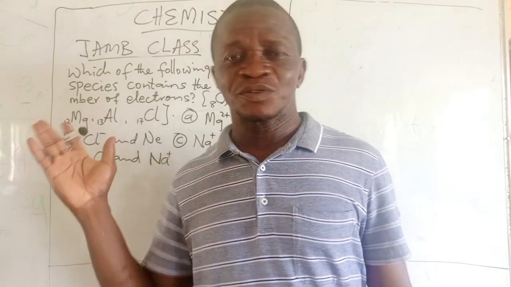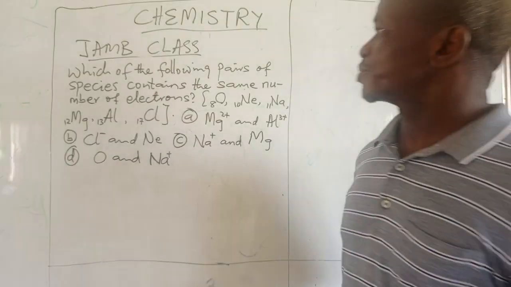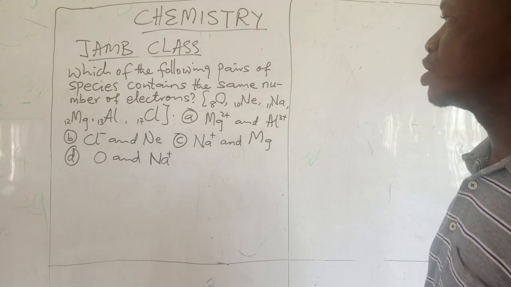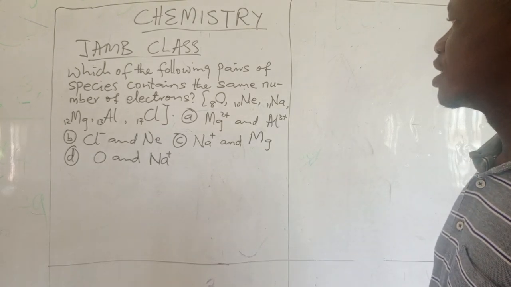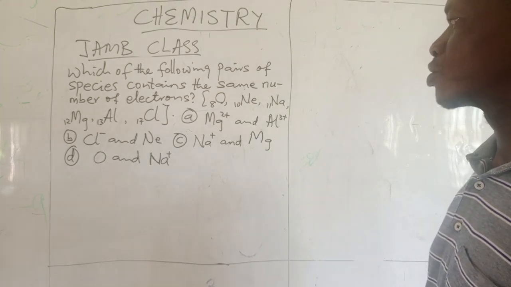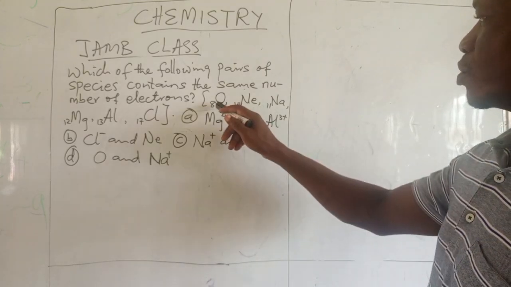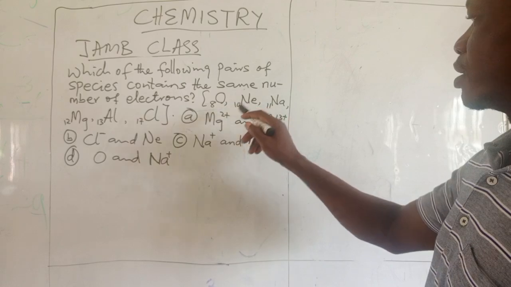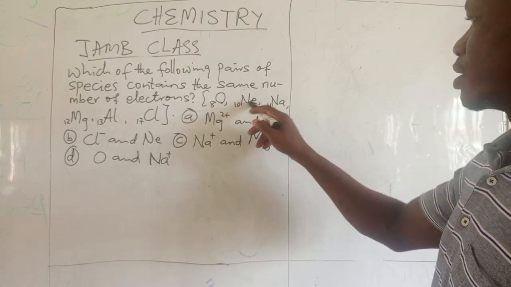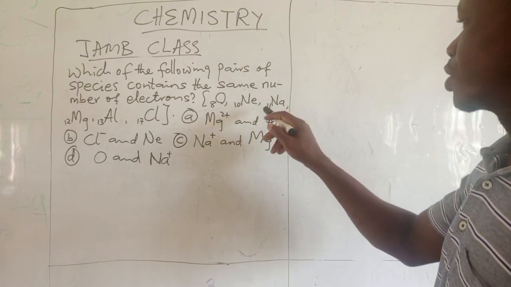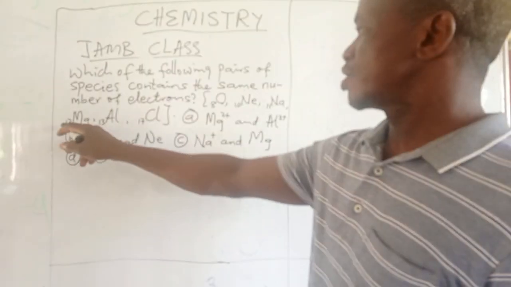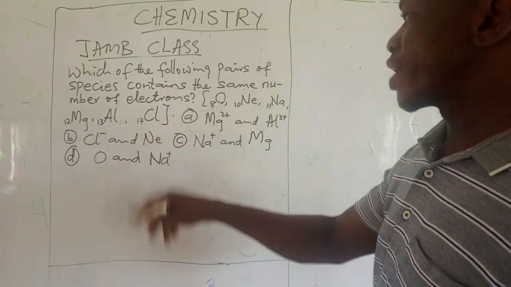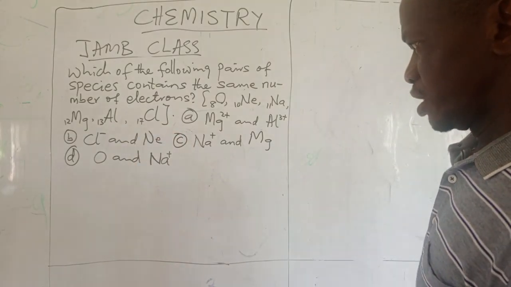Okay, now let's see this question. Which of the following pairs of species contains the same number of electrons? They have given you that oxygen has this atomic number, neon 10, sodium 11, magnesium 12, aluminium atomic number is 13, chlorine atomic number is what? 17.